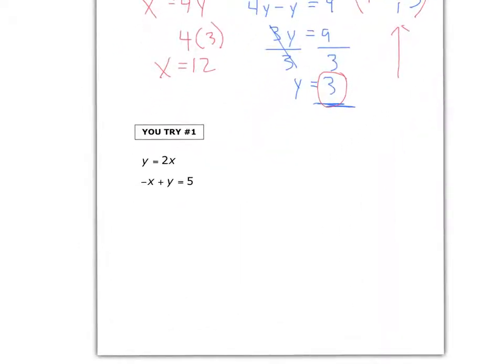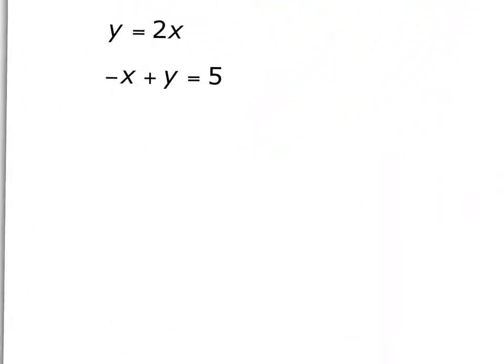All right, let's try another one real quick. Remember, our first step is to find a variable that's isolated, completely by itself on that side of the equation. You'll see that in this equation, y is all by itself. In the second equation, they're sort of by themselves in the problem, but not by themselves on that side of the equation. So we know that y is 2x, and in the other equation, we can plug in 2x where y is.